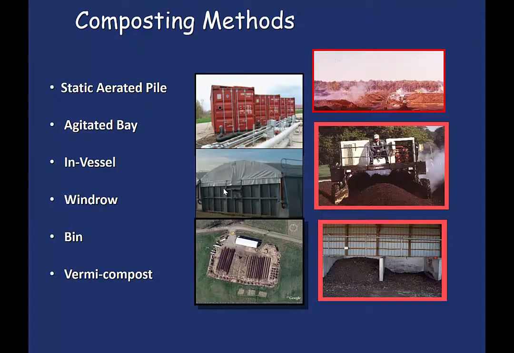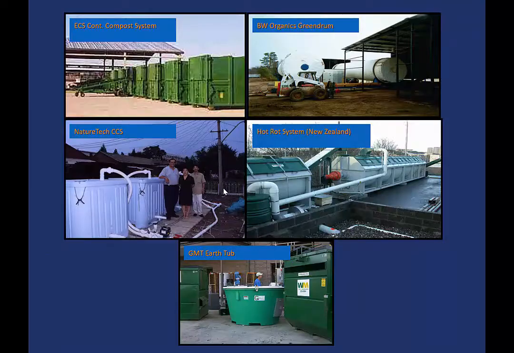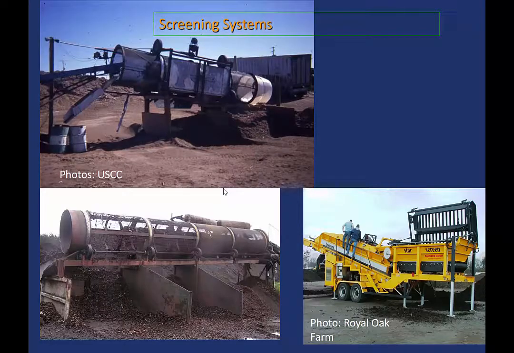Okay, so again, there's a lot of different methods. We might have windrows, we might have static piles and in-vessel systems. Again, there's a lot of different composting, vermicomposting, a lot of different things that we can do in terms of composting. And these are all different types of in-vessel systems. There's lots of manufacturers, different composts out there. And then you have screening afterwards.